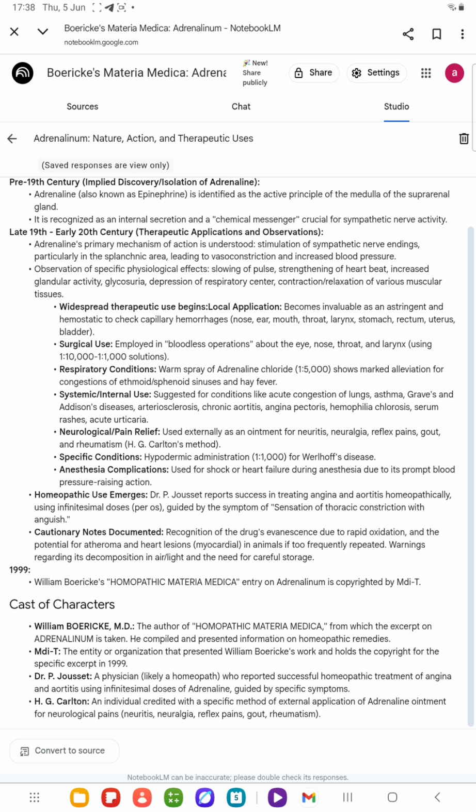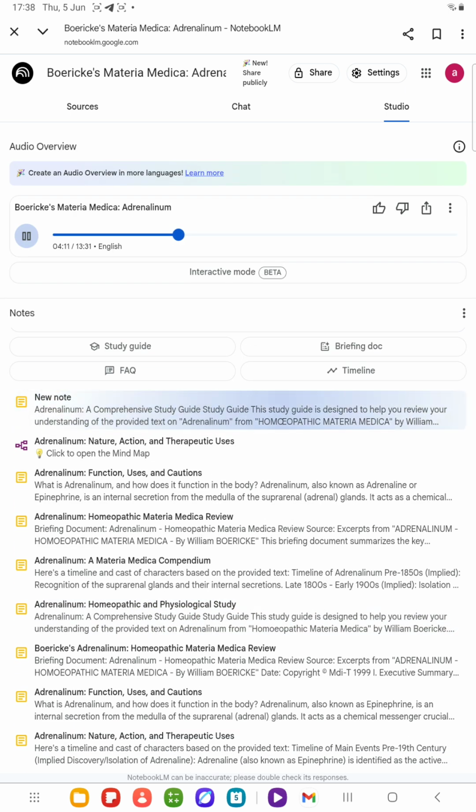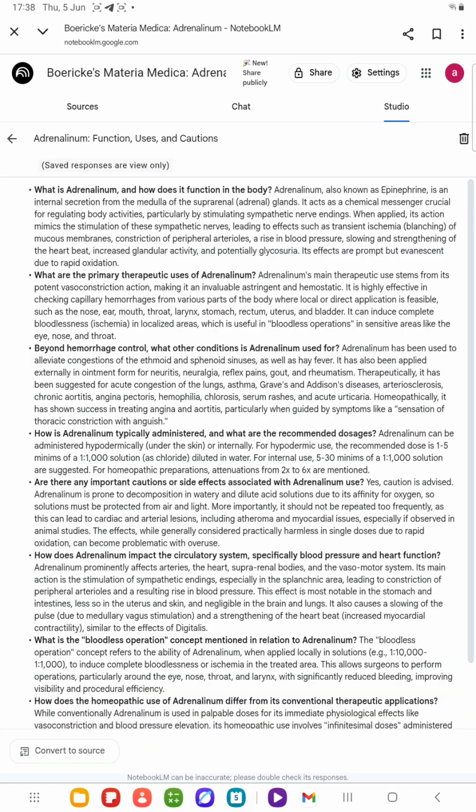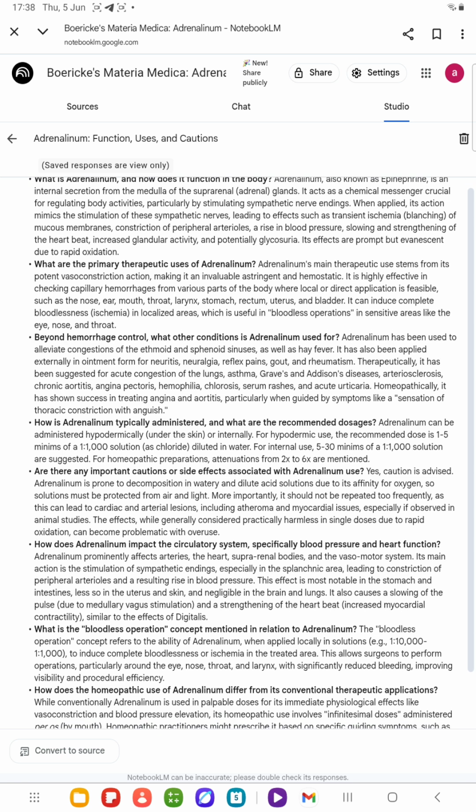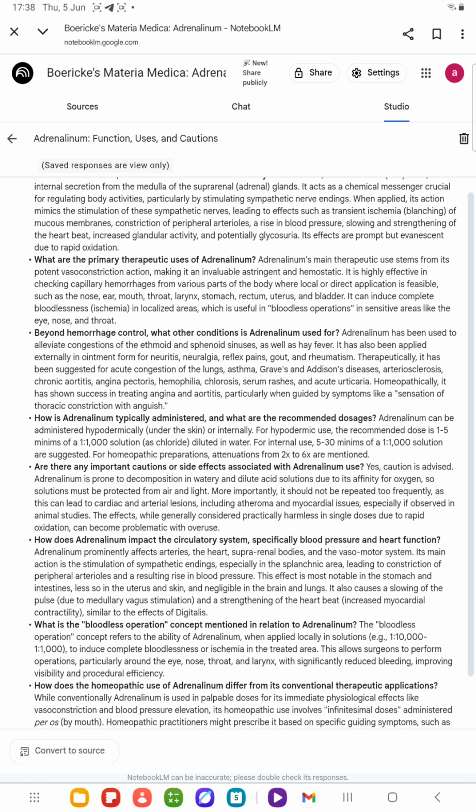Okay, it mentions the slowing of the pulse, which is interesting, right? Because you might expect the opposite. Yeah, with the sympathetic stimulation. But the text attributes this slowing to stimulating the vagus nerve up in the brainstem, which does slow the heart. Ah, okay. A secondary effect, maybe. What else? The strengthening of the heartbeat. Increased contractility. It even compares this to digitalis, a known heart drug. Interesting comparison. Also, increased glandular activity, glycosuria, that's sugar in the urine, hinting at blood sugar effects.